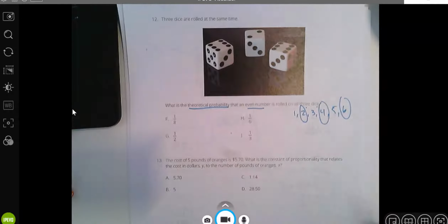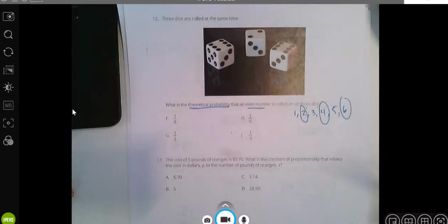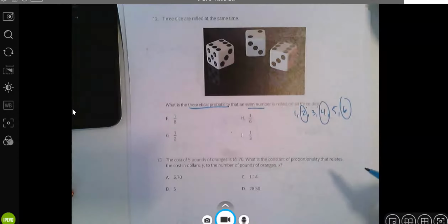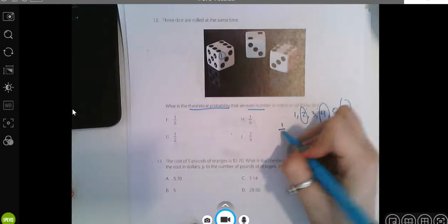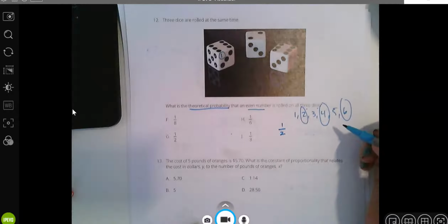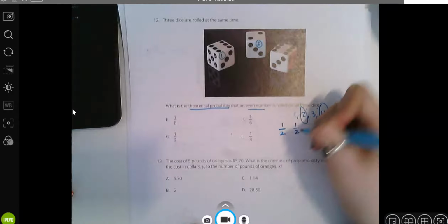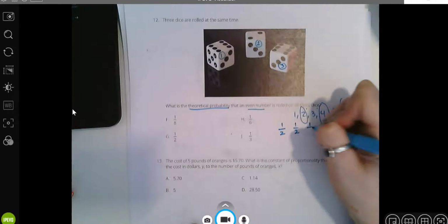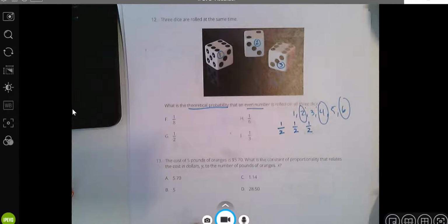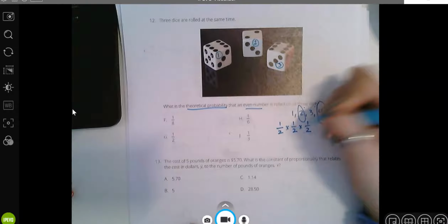Okay, so even numbers. We got 3 even numbers on one of the dice. It's going to be the same 3 even options on the other 2. But the probability of rolling an even number on, let's call this number 1, is going to be half. Half of the numbers are even. The probability of rolling it on the second one is also half, and the third one also half. When I'm calculating probabilities, I don't want to add them together. I want to multiply them.